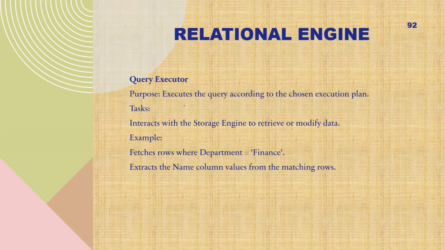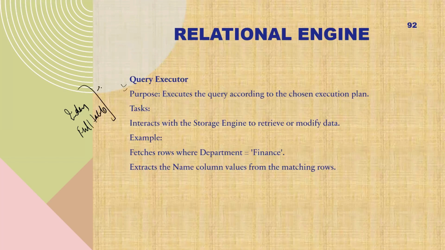So what will the query executor do? The query executor's task is very simple. It executes the query according to the chosen execution plan. Suppose an index is there and a full table scan is also there, so two ways are there. The optimizer chooses to go with the index, then the query executor will execute that query according to the chosen execution plan.